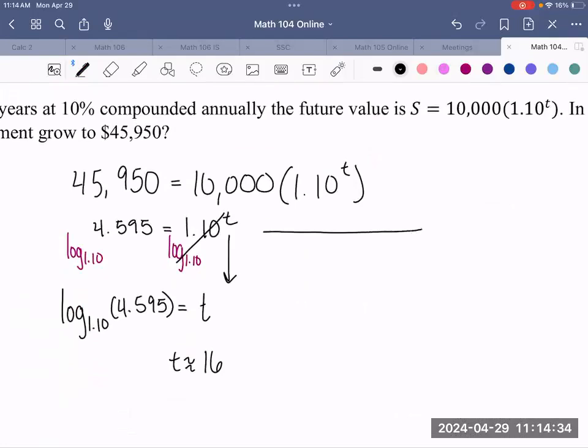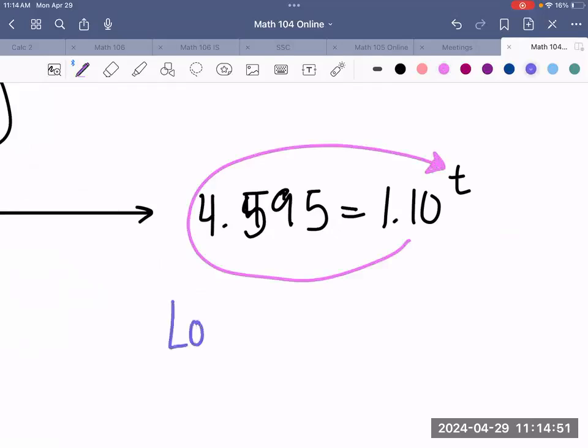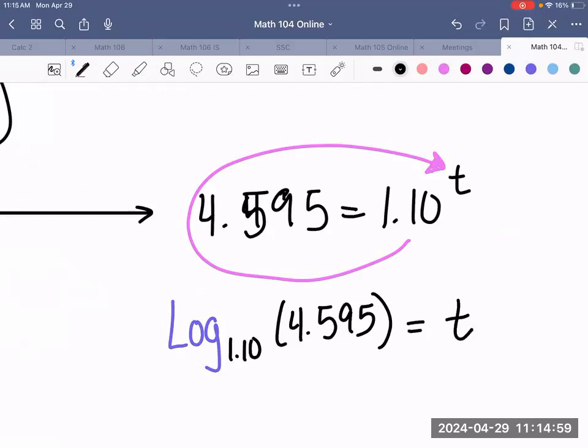And one more time below. I'll do it over here. 4.595 equals 1.10t. Okay, don't forget to swoop. And then we have to write log of 1.10, 4.595 is equal to t.